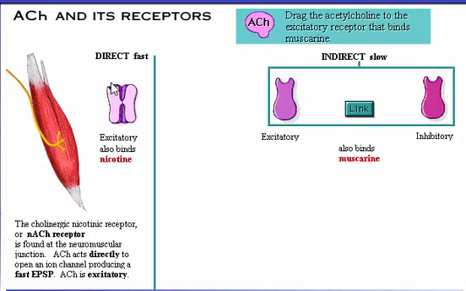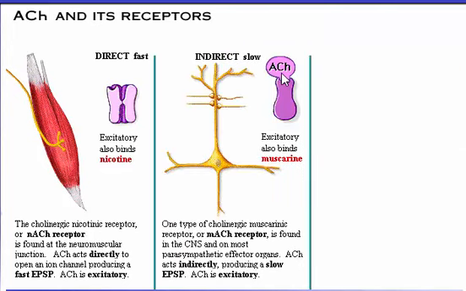One type of cholinergic muscarinic receptor, or MACH, is found in the central nervous system and on most effector organs of the parasympathetic branch of the nervous system. Acetylcholine acts indirectly at these MACH receptors, producing a slow, excitatory postsynaptic potential. Acetylcholine is excitatory at these muscarinic receptors, causing neurons to fire action potentials and smooth muscle to contract. Drag the acetylcholine to the inhibitory receptor that binds muscarine.